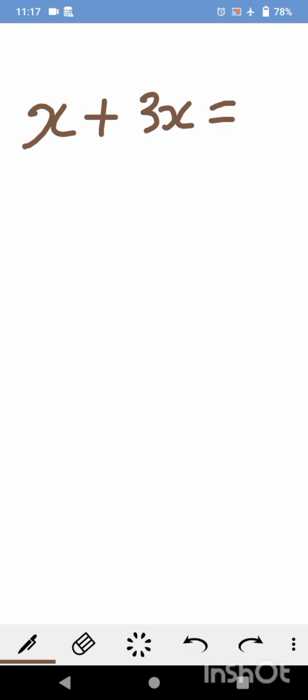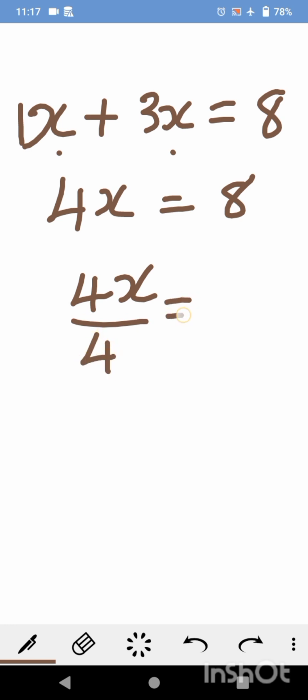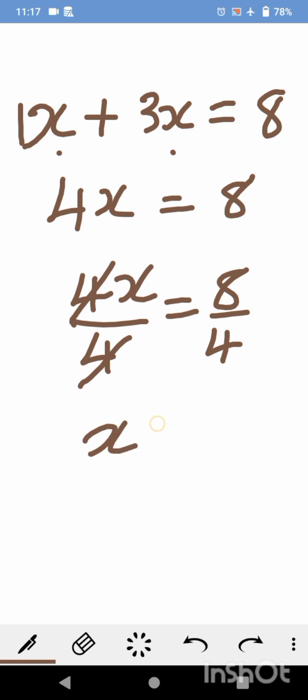We also have cases where the variables are all scattered like this and it is equal to 8. What we have to do is to see that the variables are the same value, so we add them up. x plus 3x is 1x plus 3x, which will give you 4x equals 8. After then, we divide both sides by what is holding the x, and if you divide that correctly, you will have your x equal to 2.